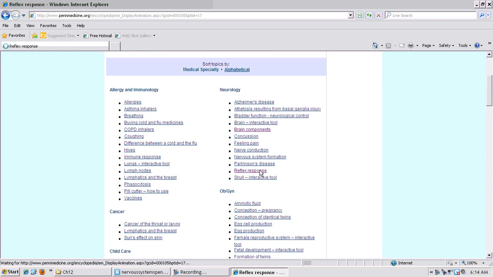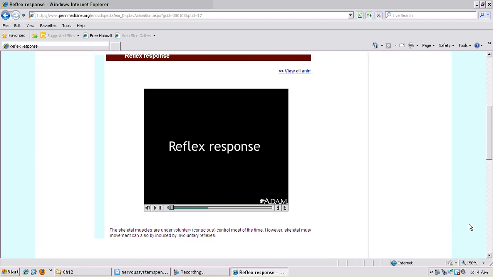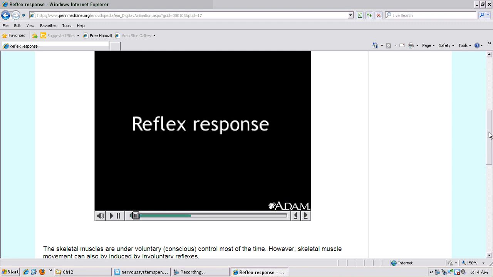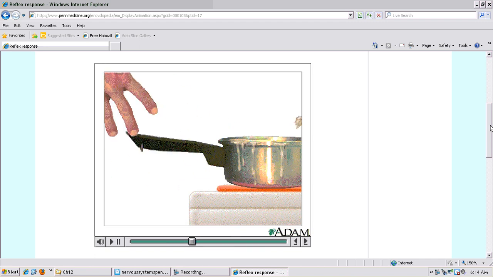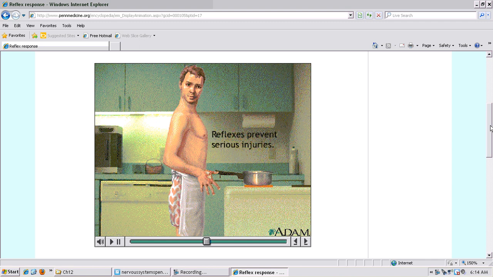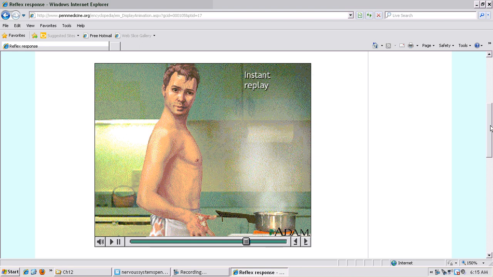Reflex response. Most of the time, the skeletal muscles are under voluntary or conscious control. However, their movement can also be induced by involuntary reflexes. Reflexes are involuntary reactions to a stimulus. In this example, the sensation of hot oatmeal on the skin causes this man's hand to quickly withdraw to prevent further injury. Ouch! Let's look at an instant replay to see how this reflex response works. As soon as the hot oatmeal contacts the hand, the pain receptors send a signal to the spinal cord. In turn, the spinal cord sends a signal back to the arm muscles that make him pull his hand away. Ouch! Because the arm flexed as it withdrew, this reflex is really known as a flexor or withdrawal reflex.